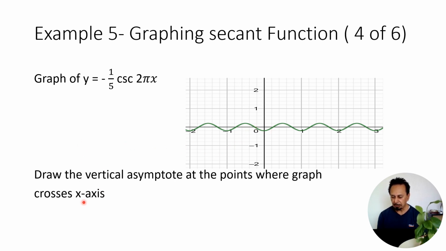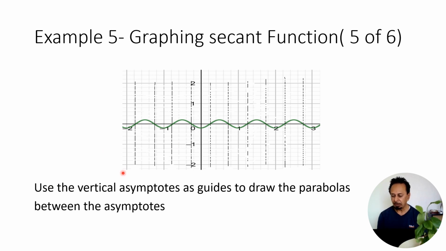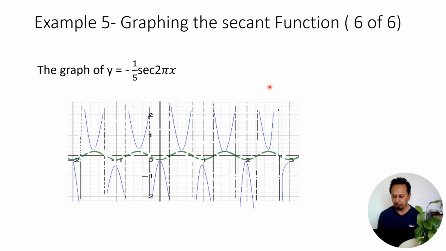Now we draw the vertical asymptotes at the points where the graph crosses the x-axis, like this point, this one, and so on. So now we have the vertical asymptotes. Now we're going to use these vertical asymptotes as guides, and we can draw the parabola-like curves. For example, at this point it will go like this, at this point it will go like this, and so on. So here we now have the graph of y equals negative 1 over 5 secant 2 pi x.